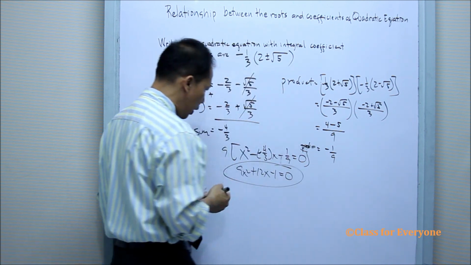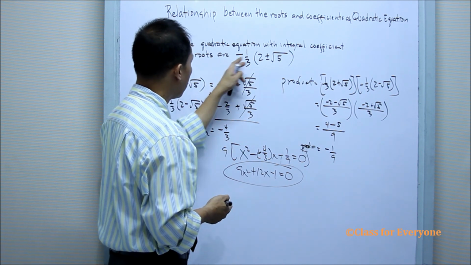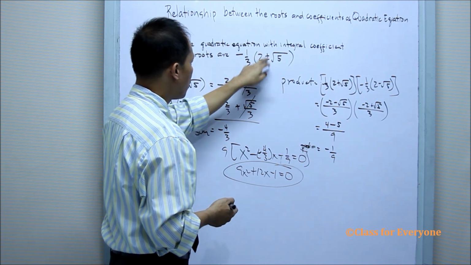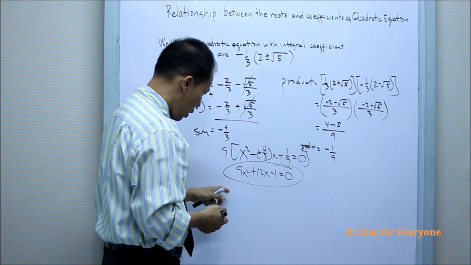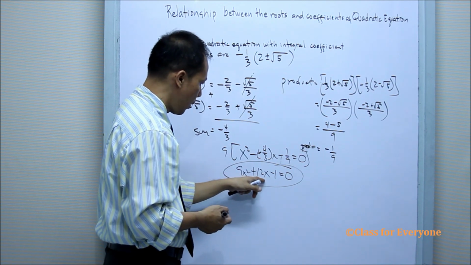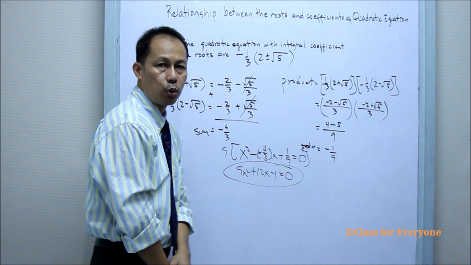Therefore, the quadratic equation whose roots are negative 1/3 times 2 plus or minus the square root of 5 is 9x squared plus 12x minus 1 equals 0.